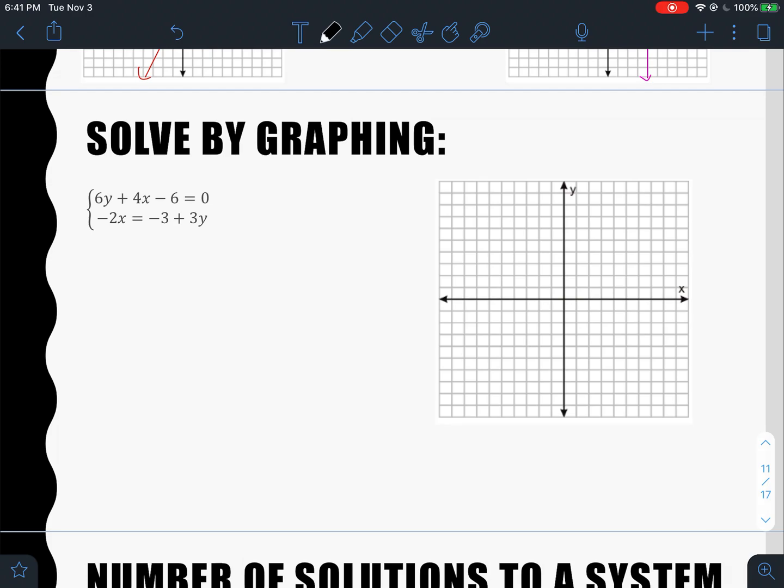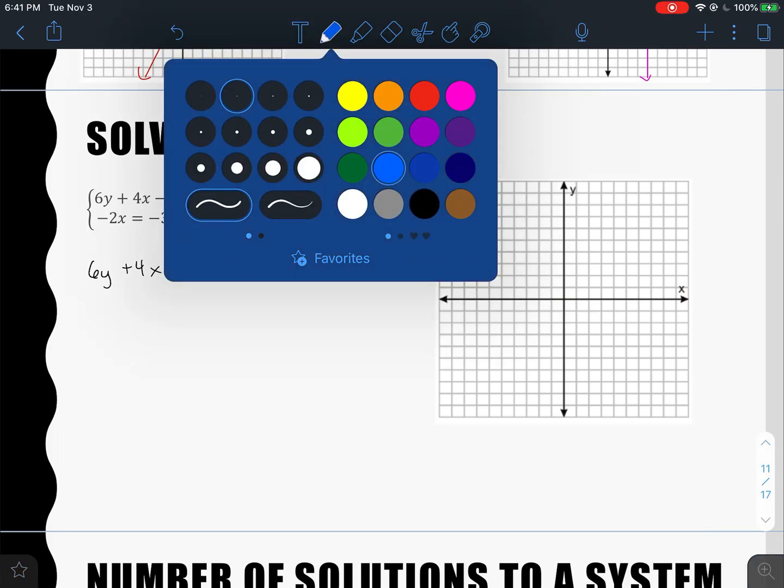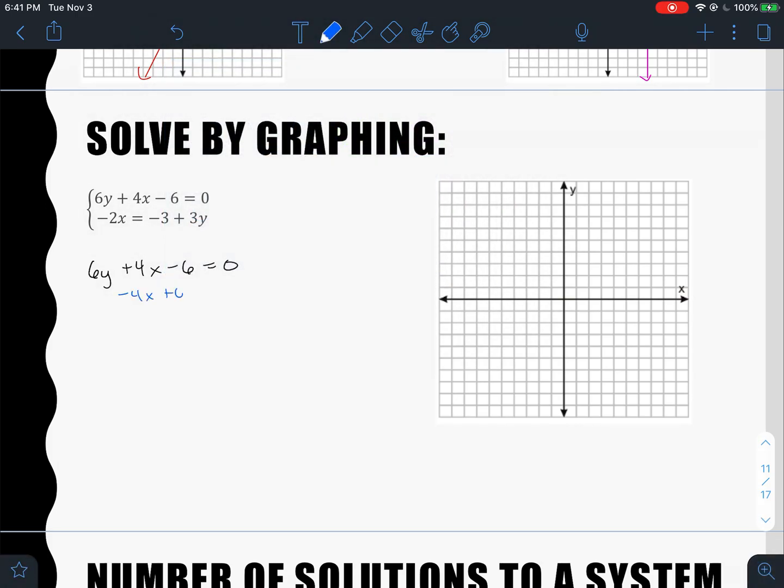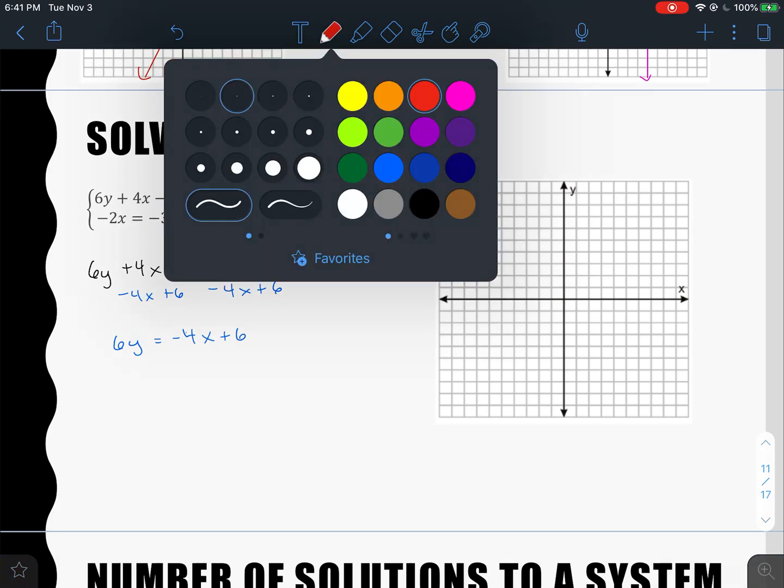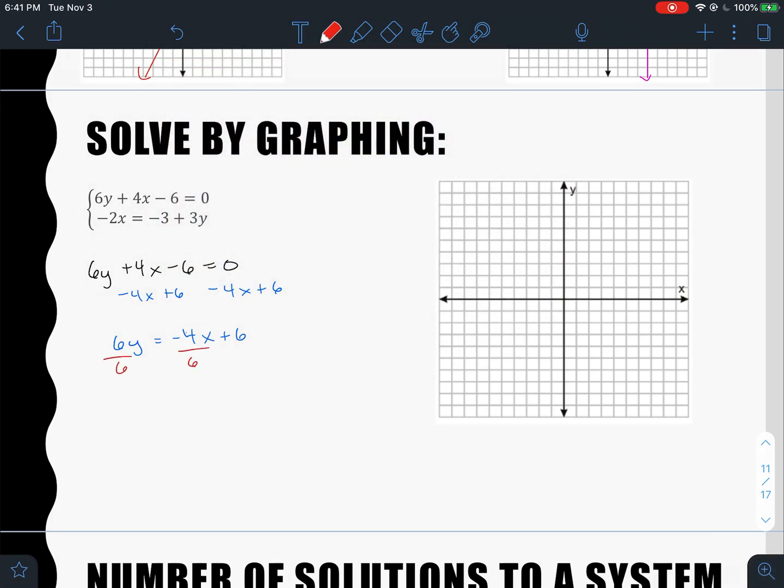All right, let's solve the next one by graphing. So 6y plus 4x minus 6 is equal to 0. I'm going to solve this for y. So I'm going to subtract the 4x and add the 6 over. And I get 6y equals negative 4x plus 6. And then I'll divide everybody by 6. And so I get y equals negative 2/3 x plus 1.